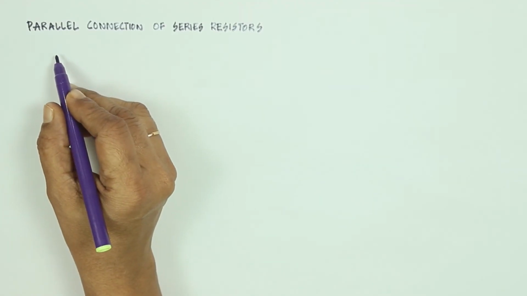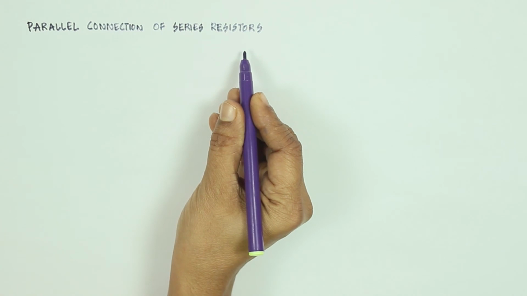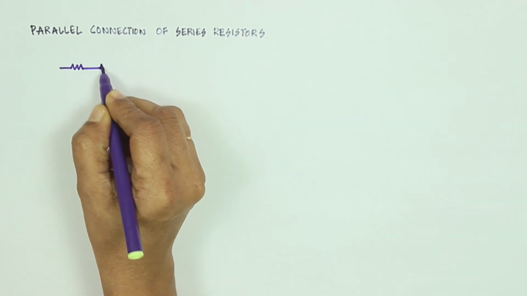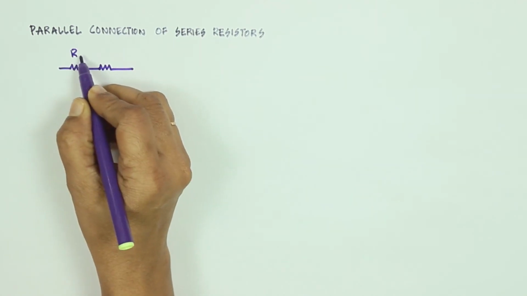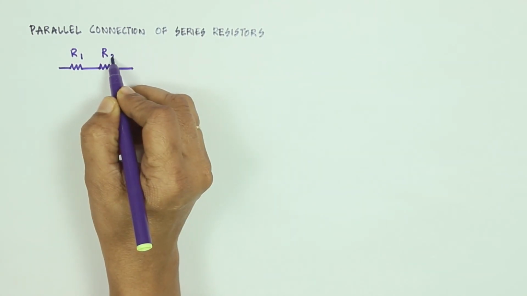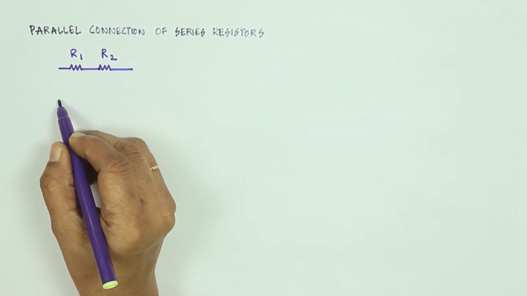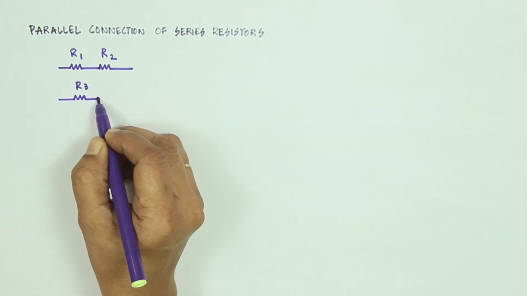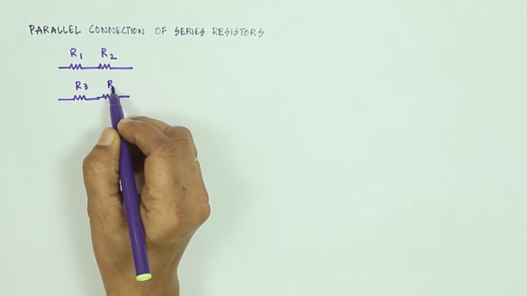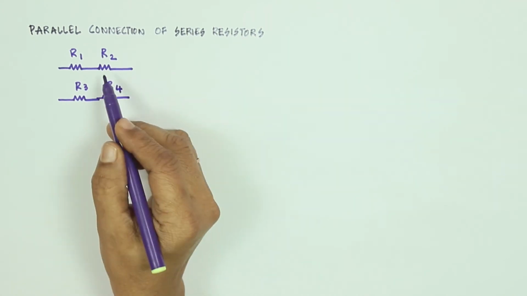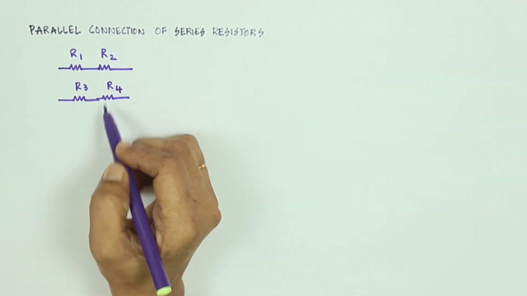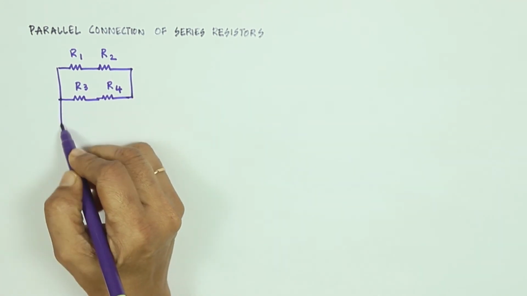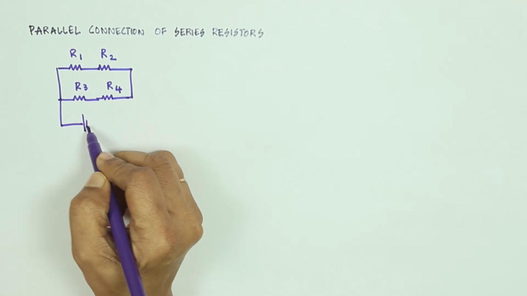Now we shall see a parallel connection of series resistors. For this I take two resistors, R1 and R2, which are connected in series. Again I am going to take another two resistors, R3 and R4, which are connected in series. So here there is a set of series connections. Now we are going to connect both of these in parallel to a supply voltage V.